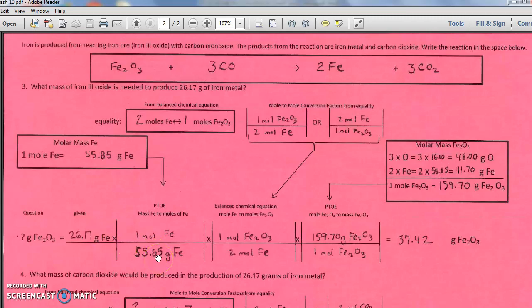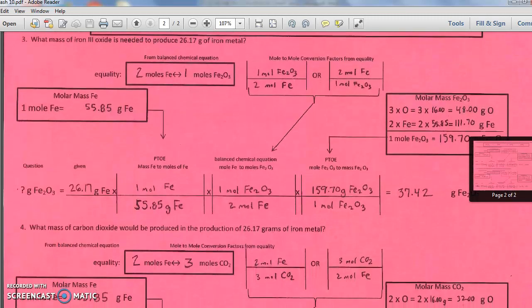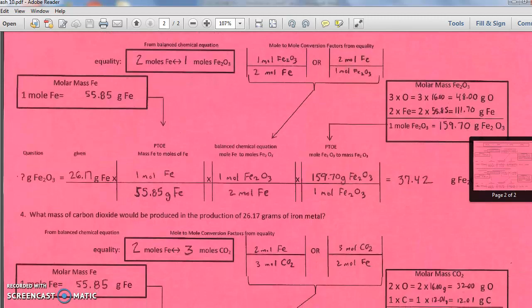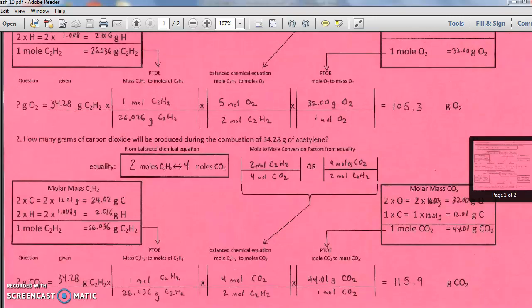26.17 divided by 55.85, hit equals. Divide that by 2, hit equals again. Times 159.70, hit equals again. You should get 37.42. Our next question, what mass of CO2 would be produced in producing the 26.17 grams of iron?